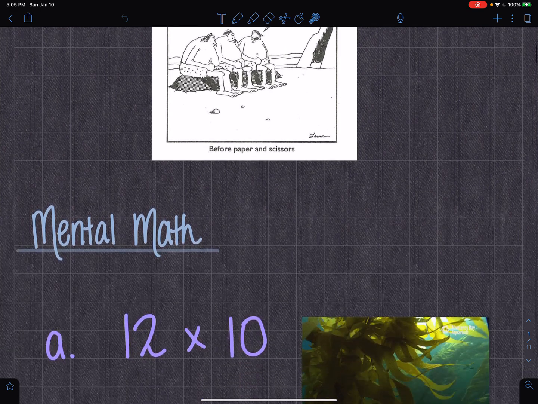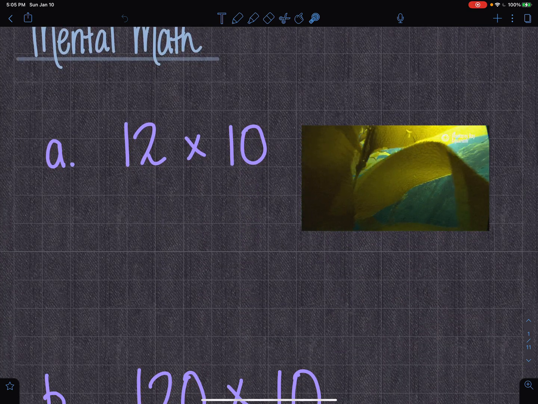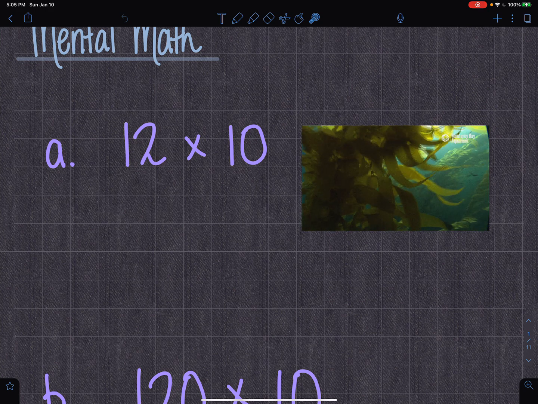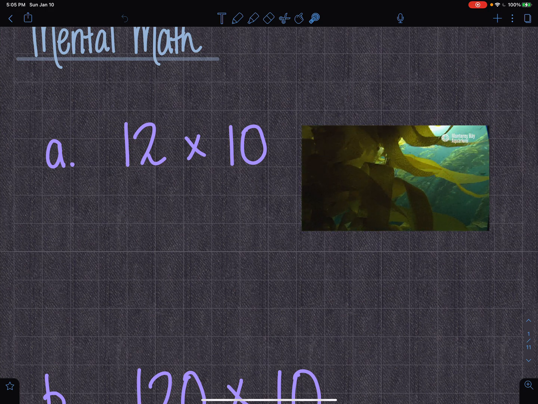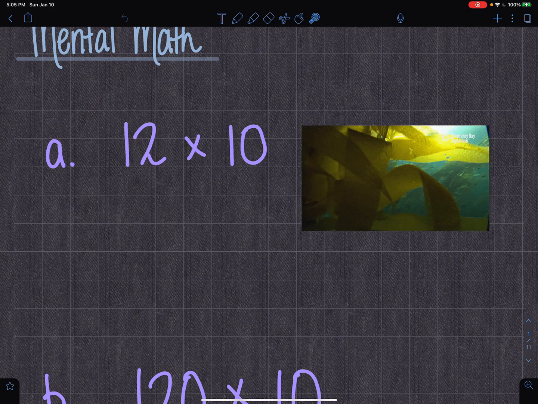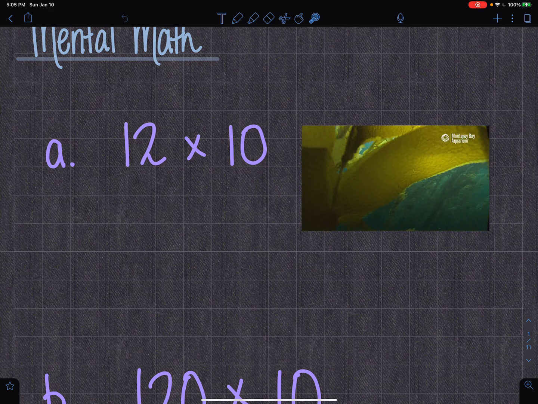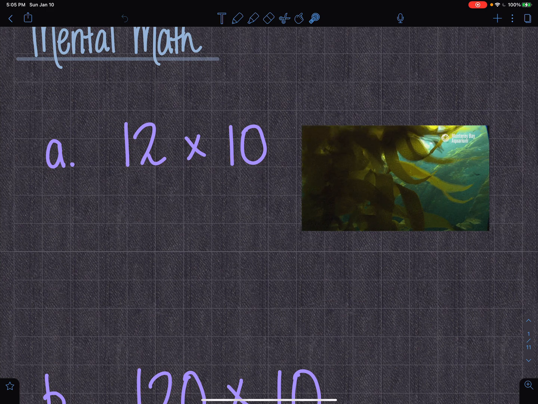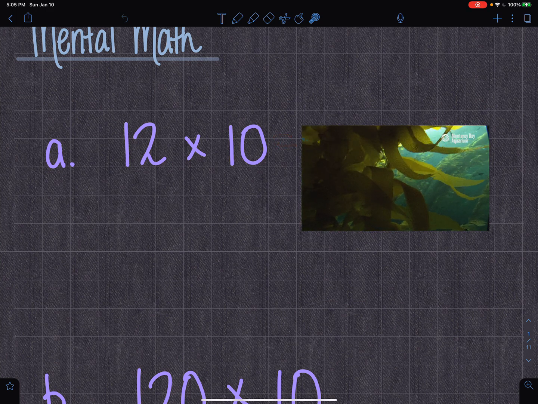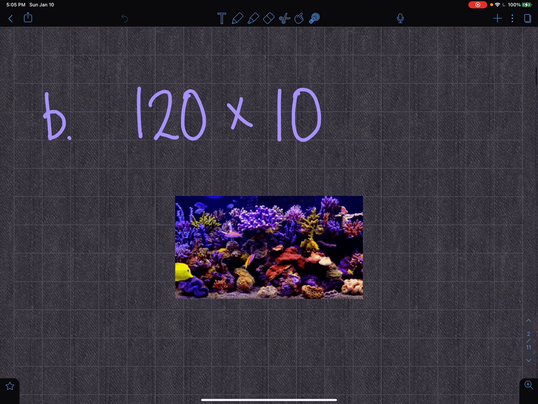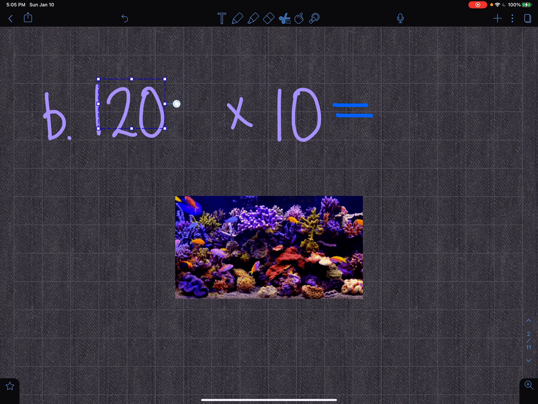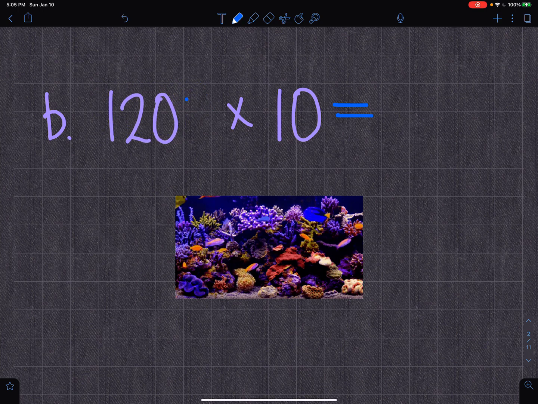All right, let's go on to mental math. For mental math, we're going to first multiply by 10. I gave you some beautiful pictures to look at while we do this. 12 times 10, write your answer. B is going to be 120 times 10, write your answer. One way you can think about it is just like adding an extra 0 when you multiply by 10.